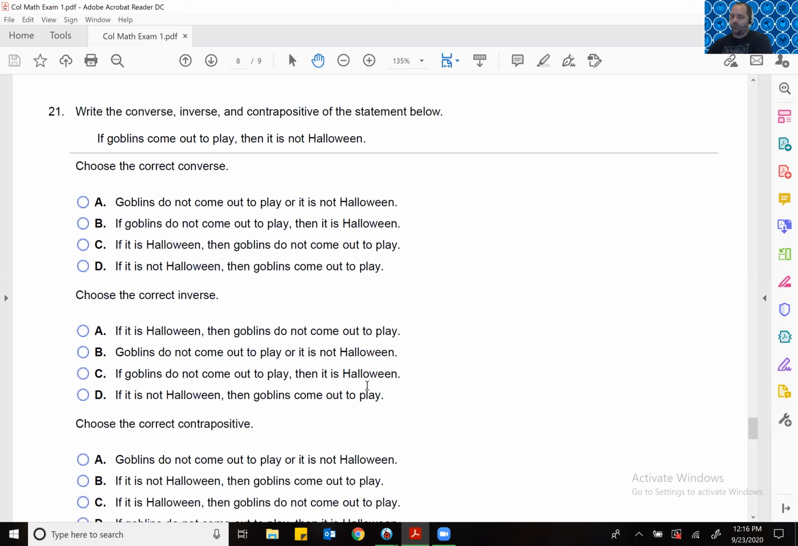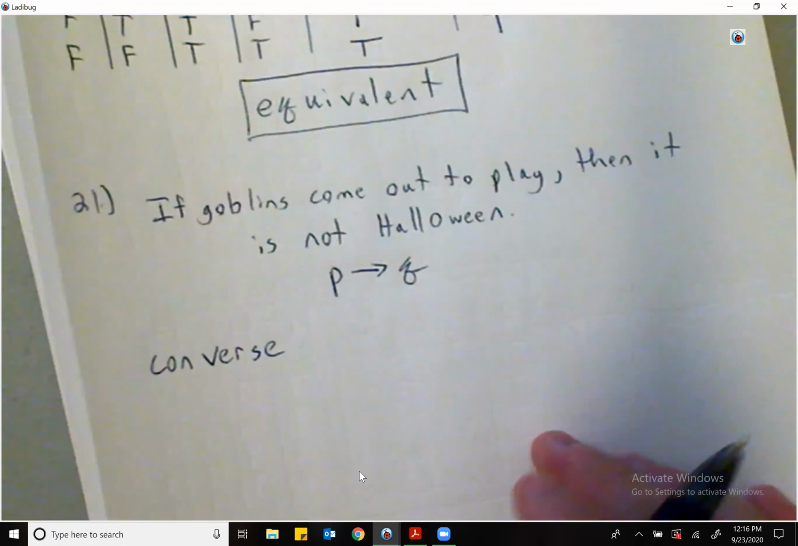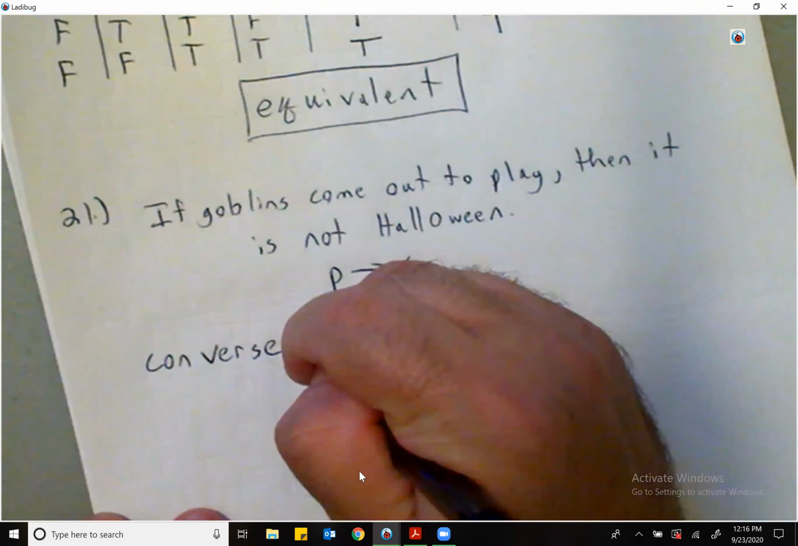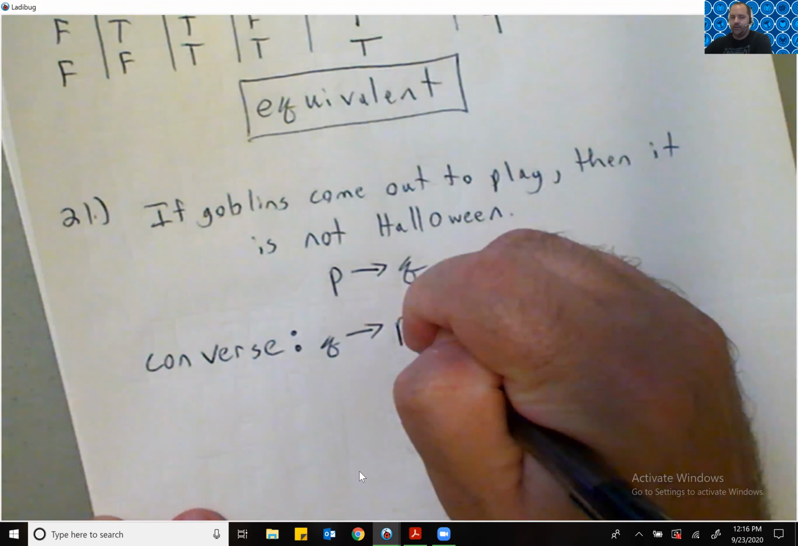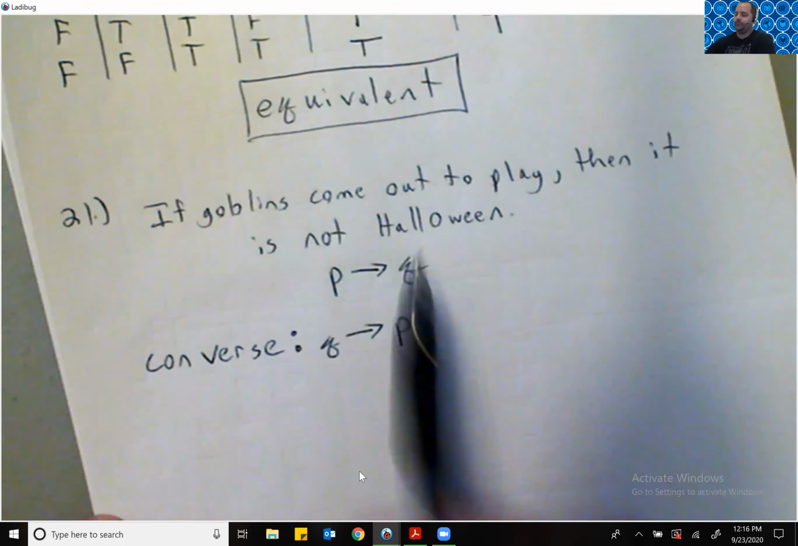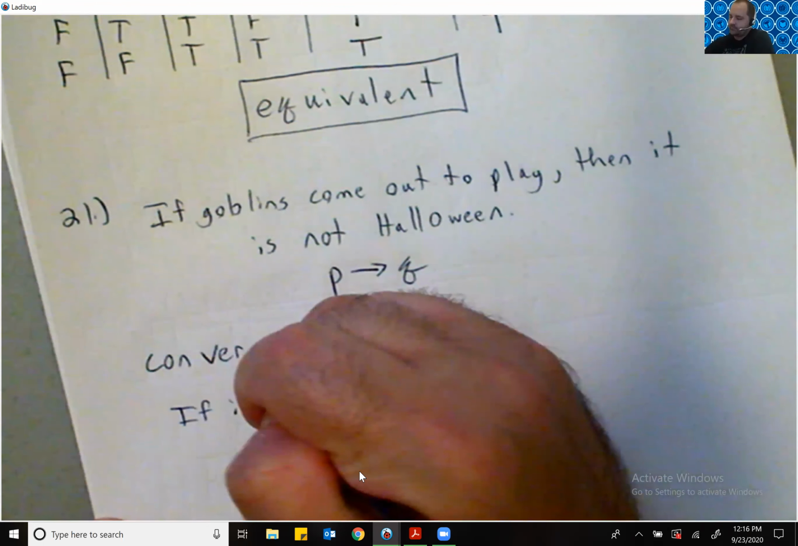And so this is what we call the conditional statement because it's an if-then. And this is what we call P arrow Q. And now what they want us to do down below is give us the different versions of this. One version is what we call the converse. Do you remember what the converse is in terms of symbols? Is it switching the order around? You got it. So converse is Q arrow P. So switch the order around. So it'd be, what? If it is not Halloween, the goblins must play. You got it.